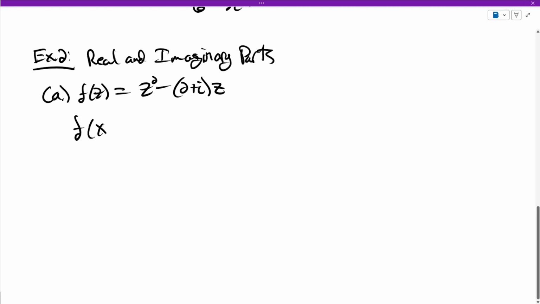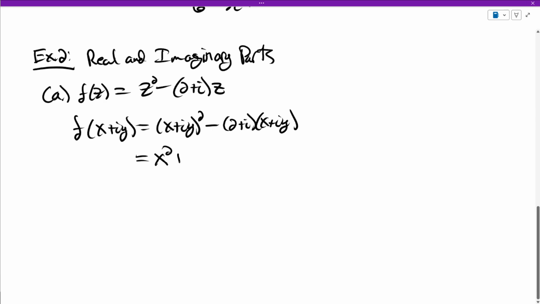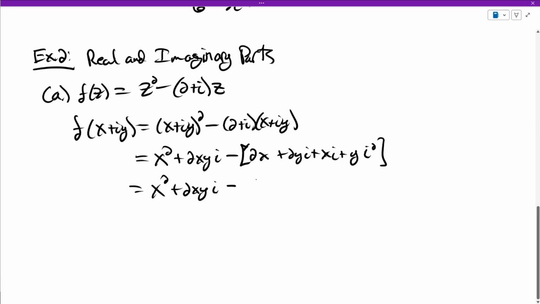Well, we just plug in, like I said, an x plus iy and we see what happens. So we have (x plus iy) squared minus 2i times (x plus iy). All right, let's square this out. So x squared plus 2ixy, or let's write it like this, 2xyi, minus 2x, all right, let's put brackets so we don't mess up negatives, plus 2yi plus xi plus yi squared, I think. So that's x squared plus 2xyi minus, that's a negative y, so we're going to have a 2x minus y here, and then 2y plus x on the i.